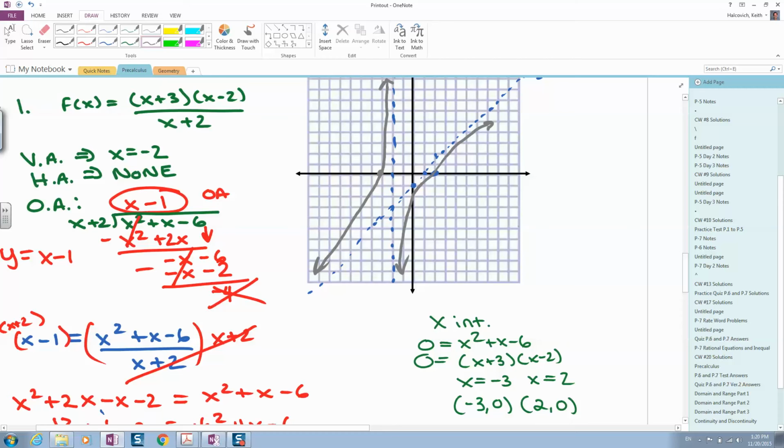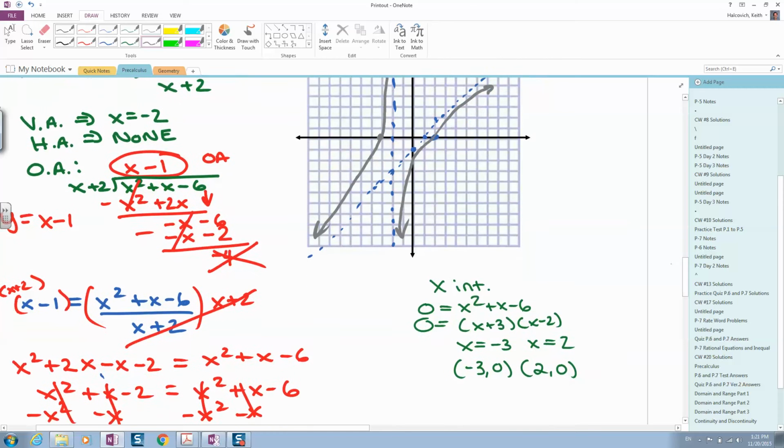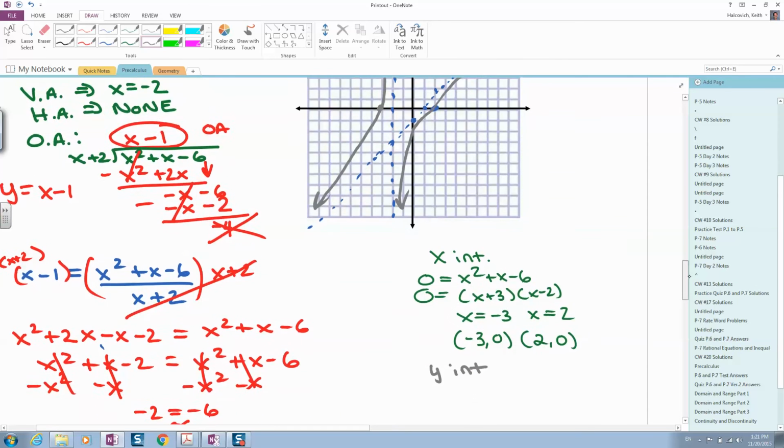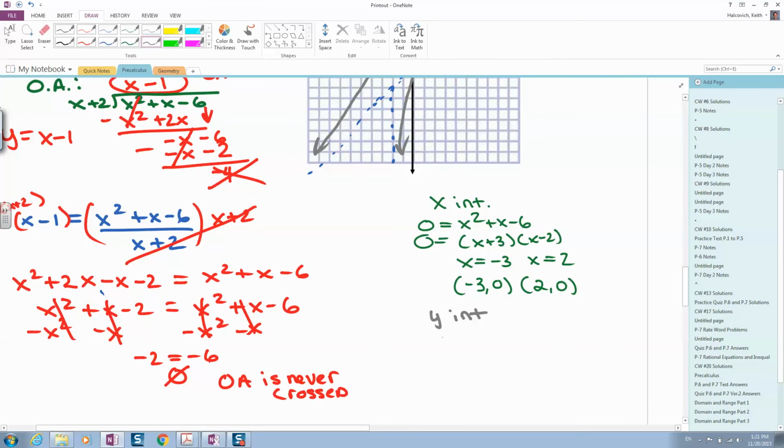There's no need to find any additional points. You can find the y-intercept, because remember the y-intercept, you set x equal to 0.